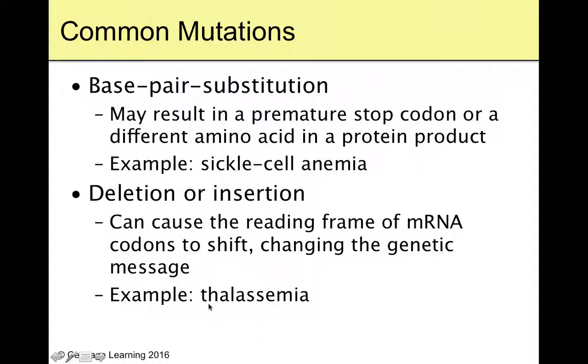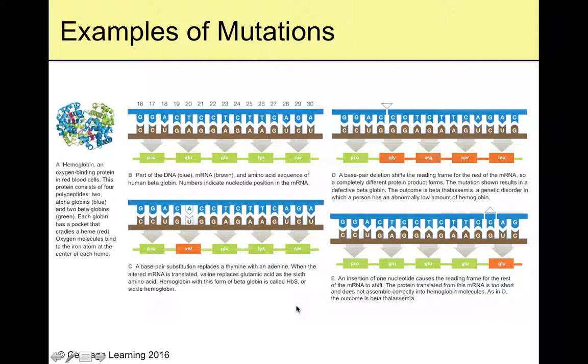So our example there is thalassemia, which is a type of anemia that we'll talk about in a slide or two. Here are our examples of mutations. We look at hemoglobin in a human. Hemoglobin binds to oxygen in our red blood cells. And this protein is 4 polypeptides. We have alpha globins in blue, pretty complex proteins, beta globins in green, and each globin has a pocket that cradles this little red group called a heme.